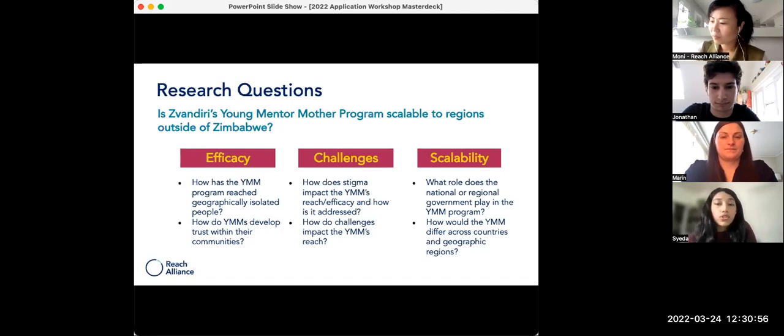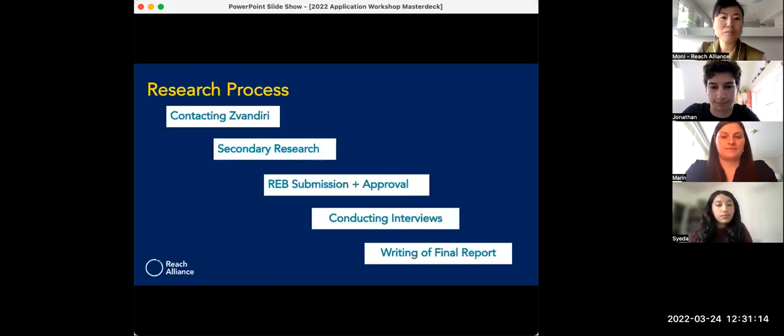And other research questions we have focus on scalability, looking at what kind of role national or regional governments play in the YMM program, and how that role would differ between countries and geographic regions, as well as how the program would need to be changed, if at all, to be effective in other regions. So now I'll move into our research process.